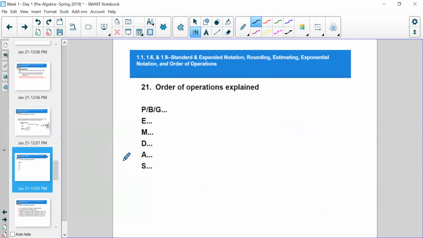So your steps here: parentheses, brackets, grouping symbols. You've got parentheses, or you may have brackets. You may see a set with the braces there. You may see a set, and then you might have brackets inside. Then you've got exponents, which come before multiplication, because exponents are repeated multiplication, and multiplication comes before addition because multiplication is that repeated addition.